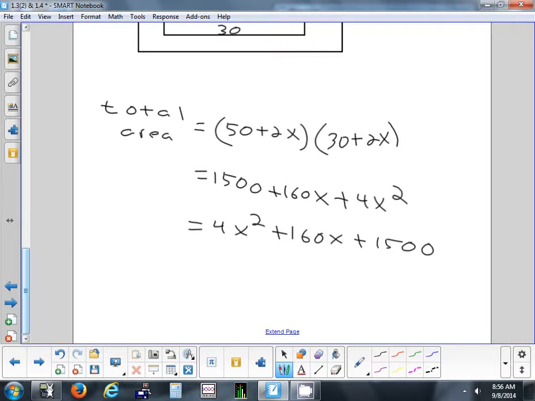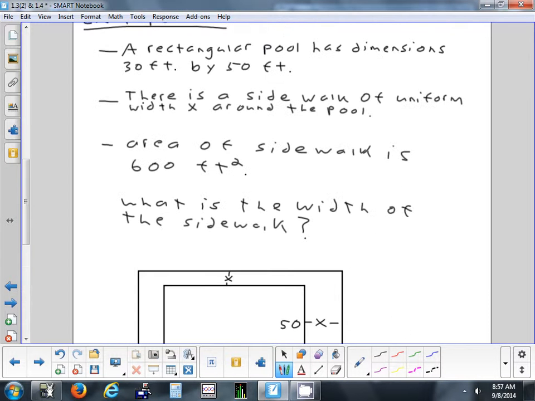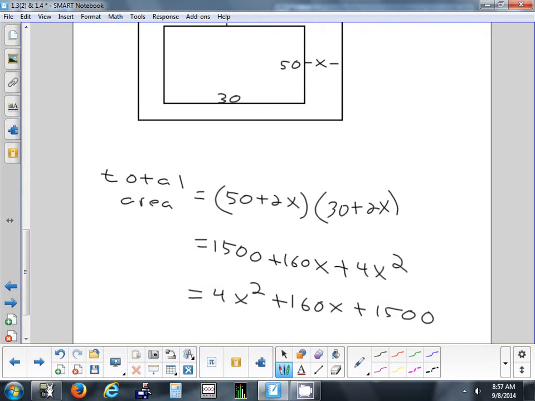Okay, now I have a formula for the total area. How can I use that to get the area of the sidewalk, though? This is the total area, but I still have a couple of the numbers we haven't used yet. Taylor, would you set it equal to 600? Well, the 600 is not the total area, that's just the sidewalk area. Add the area of the pool to the area of the sidewalk. Yeah, we have to take into account that area of the sidewalk. So one way to do it is to either add it in or take the total area, subtract the area of the pool, and then all you're left with is the sidewalk.